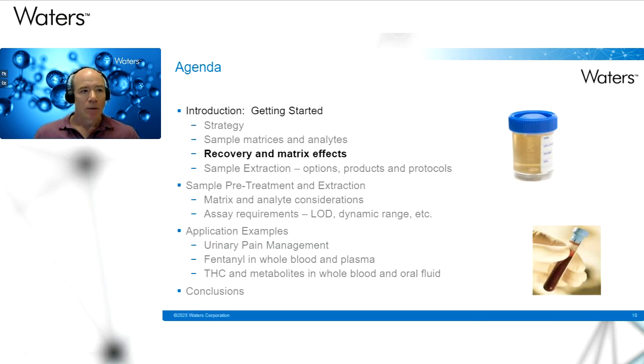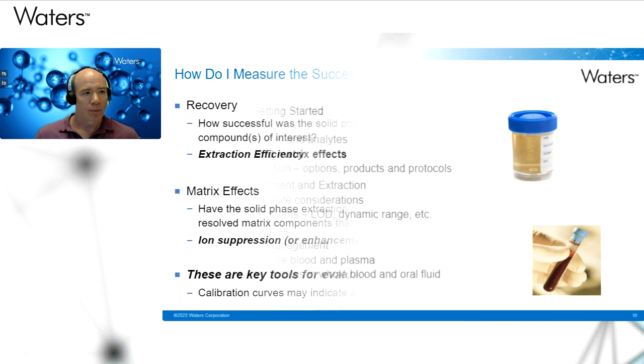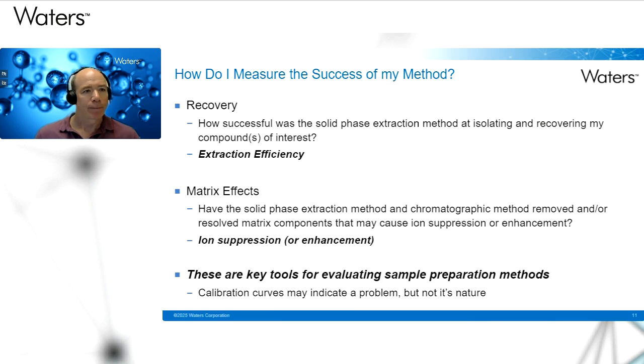So now what I want to do is talk a bit about recovery and matrix effects. Recovery is basically extraction efficiency. We're asking how successful was a solid phase extraction, or any extraction method, at isolating and recovering a compound of interest. If I put 10 nanograms in there, do I get 10 nanograms out, or do I get 8 nanograms out? That's all we're talking about, the efficiency, how much do we get out?